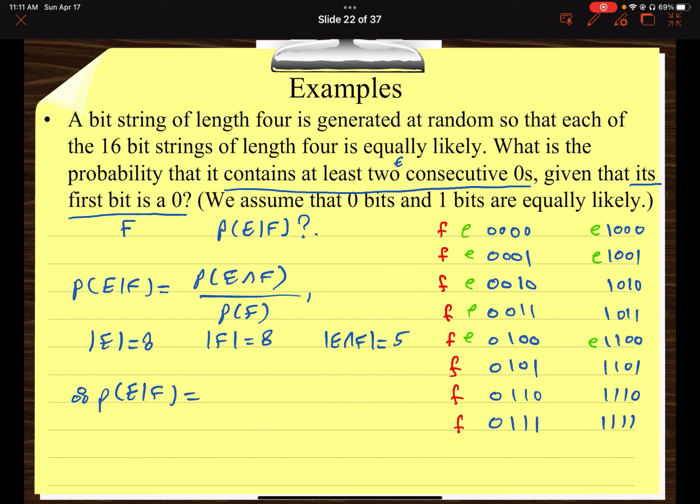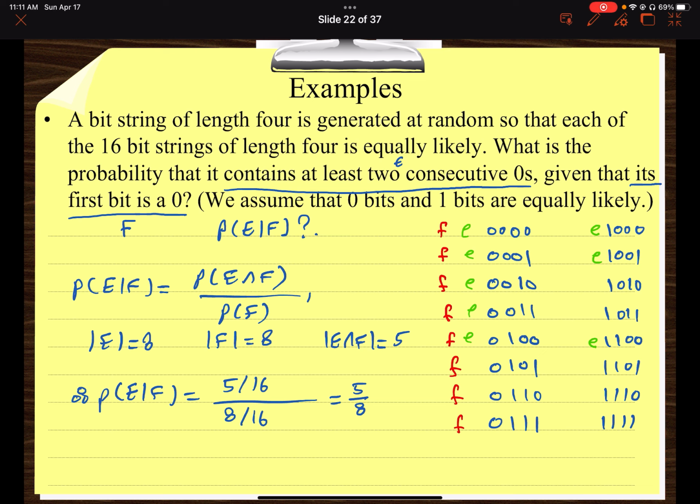What is the probability of E intersection F? 5/16, right? The probability of E intersection F is 5/16. What is the probability of F? 8/16. The probability of F is 8/16. What is this equal to? 5/8.